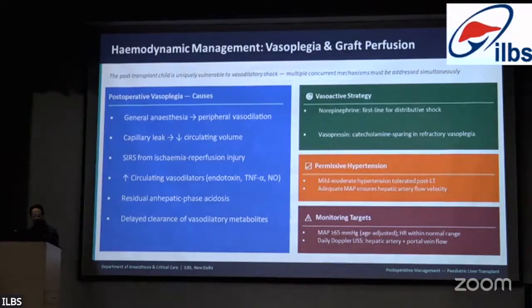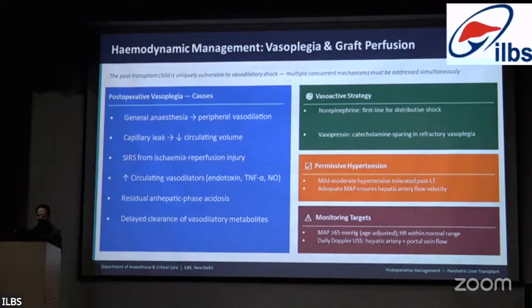All these causes decrease in MAP in the first 1 or 2 days postoperatively. Here, a vasoactive strategy should be used, and we should not rely only on fluids. Norepinephrine is the first-line vasoactive agent used for distributive shock. After that, vasopressin is used. The monitoring targets should be set.